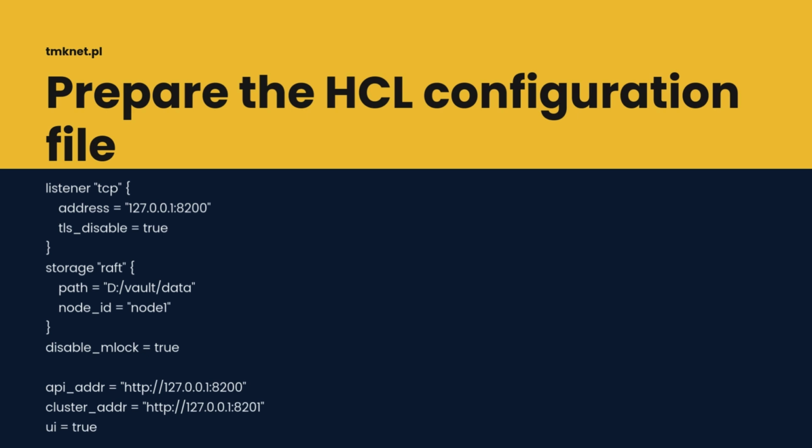Remember to save this file with the .hcl extension so that Vault can read it correctly. This configuration file enables a local installation of Vault with data stored in the Raft backend and access to the user interface. Now you can pause the video and create the code on your own. Take your time and analyze each step. This is a great way to learn.